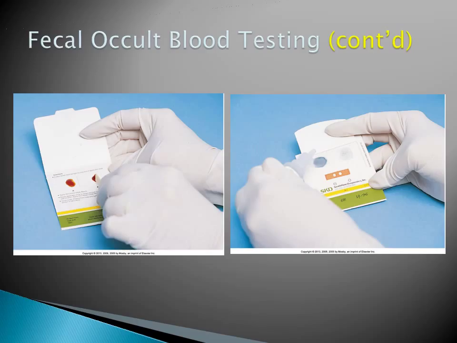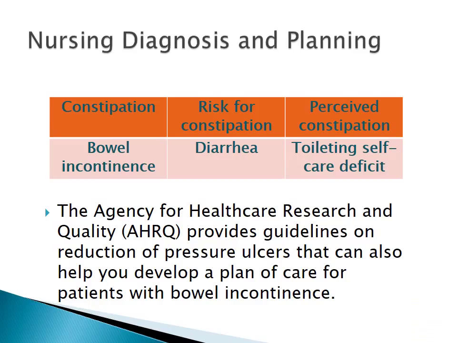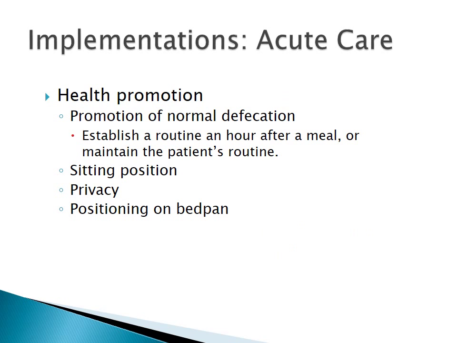This is just the same, it just continues. Some of the diagnoses you can use are, of course, constipation, risk for constipation. Anybody who's taken narcotics will immediately become a risk for constipation. Toileting, self-care deficits, any kind of incontinence. So what are we going to do? We're going to make sure that we promote normal defecation. We're going to try to establish a routine as best as possible, especially with your elderly clients.